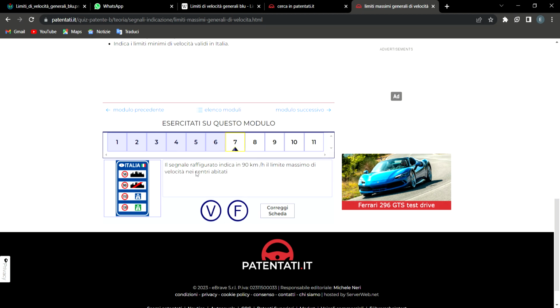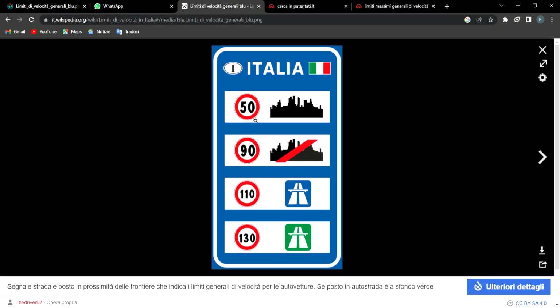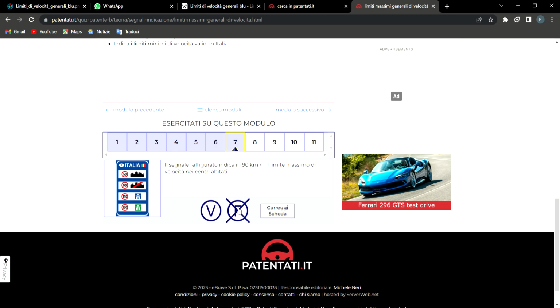Number seven, we say il segnale raffigurato indica in 90 km il limite massimo di velocità nei centri abitati. So this one is falso. The reason why it's falso is that in centri abitati, which is a road found inside the city, the maximum speed that you are allowed to drive on this very road is 90, and that is not true. You can see it here. The maximum speed you are allowed to drive on this road is 50. So the answer to this question is falso.